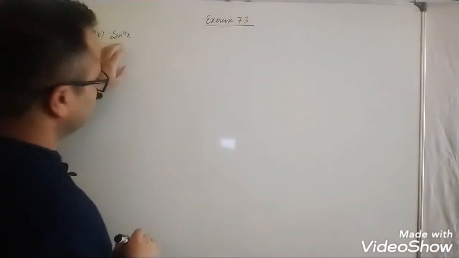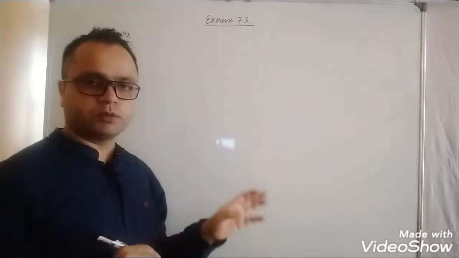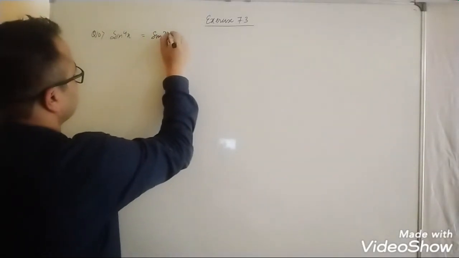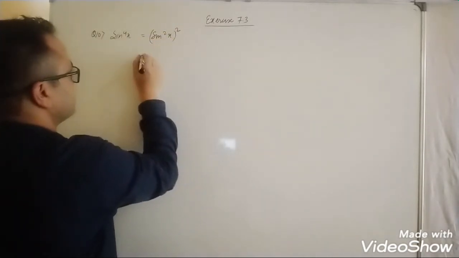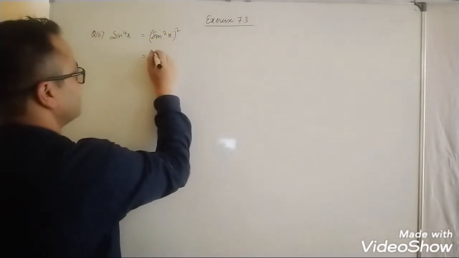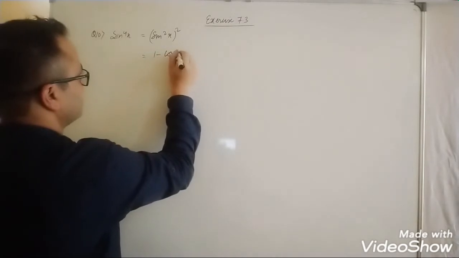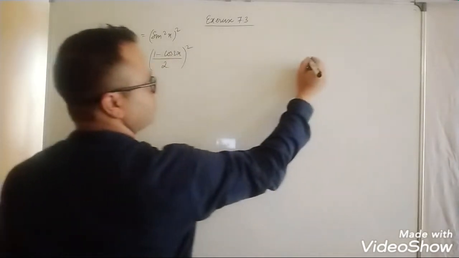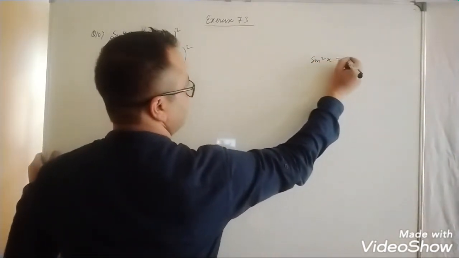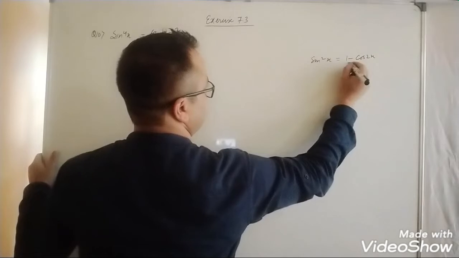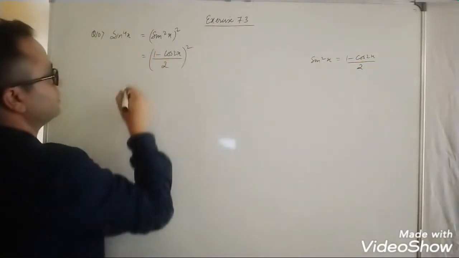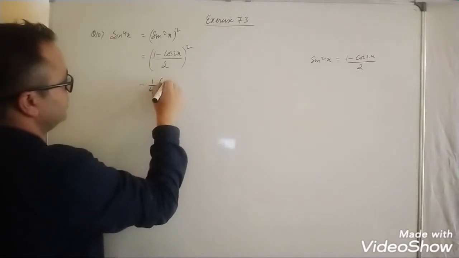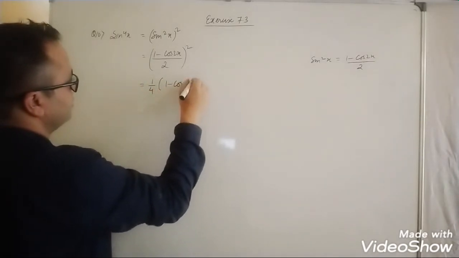First, make it into standard form by using trigonometric identities. So this equals sine square x whole square, which equals (1 minus cos 2x divided by 2) whole square. The formula of sine square x is 1 minus cos 2x divided by 2. So this equals, now square of 2 is 4, so it is 1 by 4, again (1 minus cos 2x) whole square.